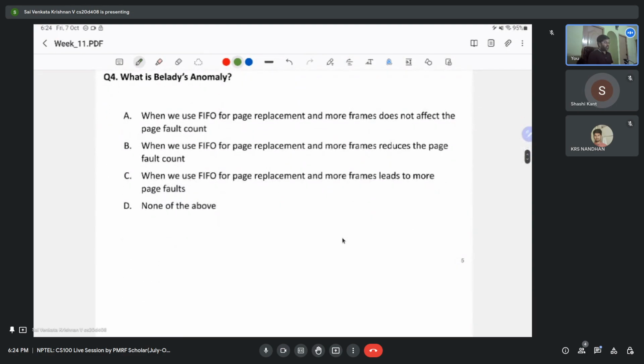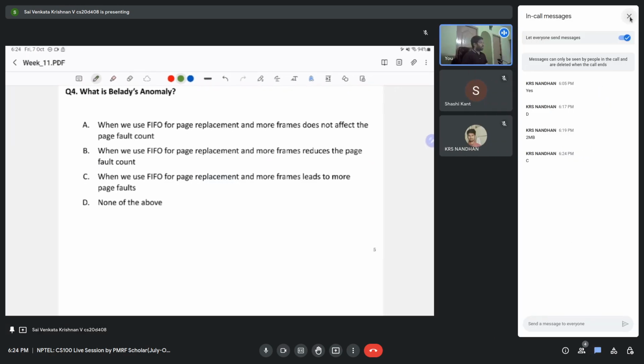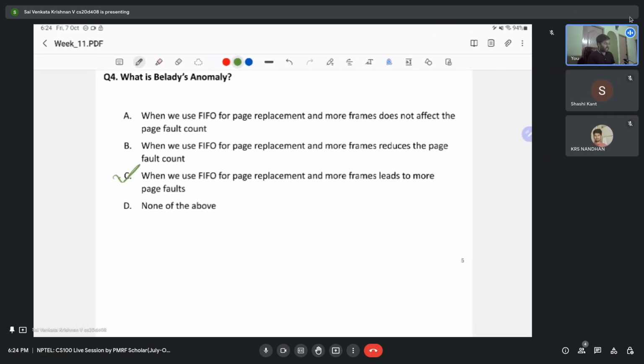What is Belady's anomaly? When we use first in first out replacement and increase the frame count allocated to that process, it does not affect the page fault count. Is that Belady's anomaly? Or when we use FIFO for page replacement and we increase the frames, it reduces the page fault count. Is it that, or is it option C? More frames leads to more page faults under the FIFO page replacement. So Nandan has mentioned option C, right? So option C is the correct answer.